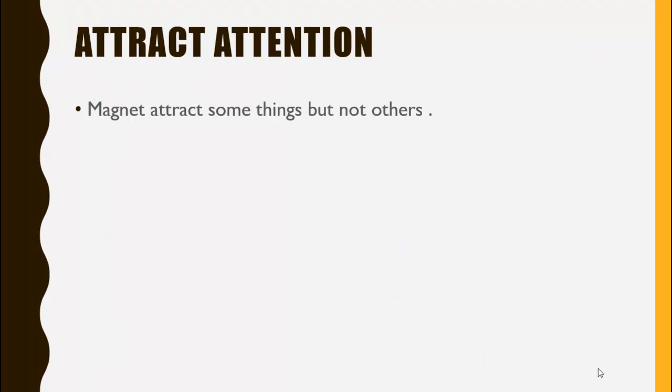Today we will talk about the things that are attracted by the magnet. As I told you, the magnet attracts the things that are made up of iron and steel. So magnet attracts some things but not others. It just attracts the things that are made up of iron and steel.